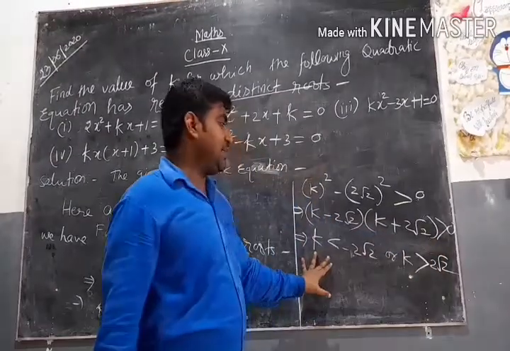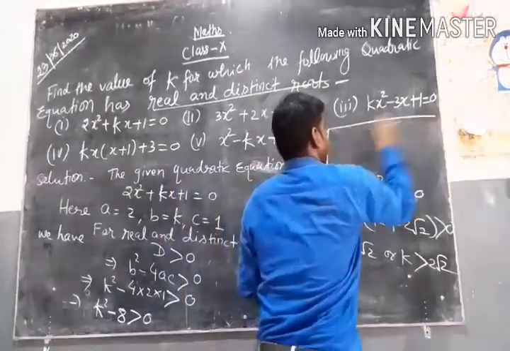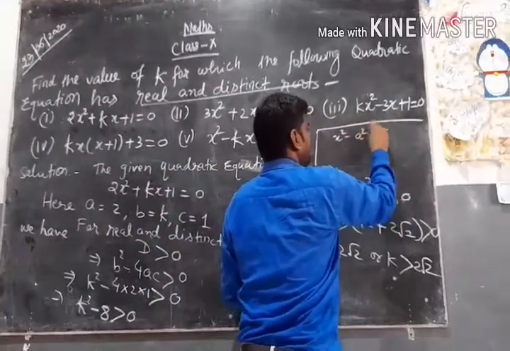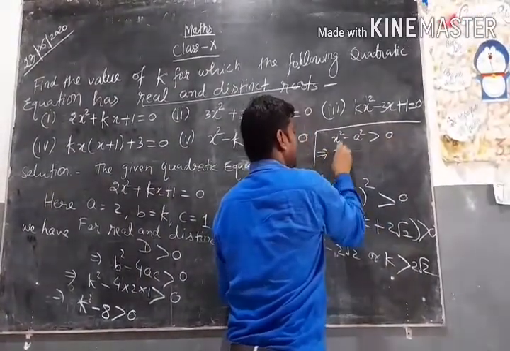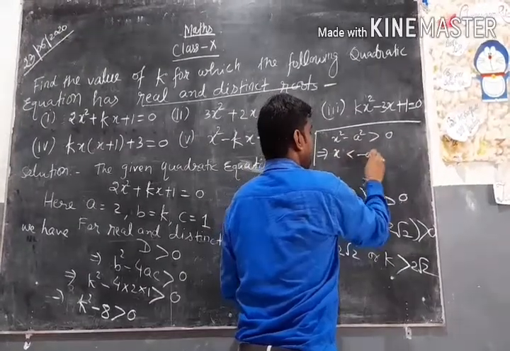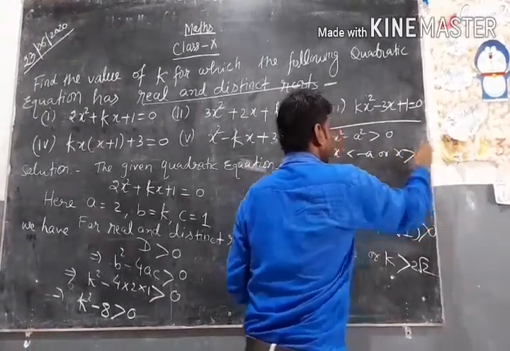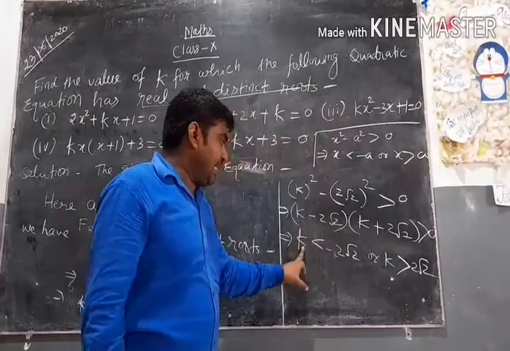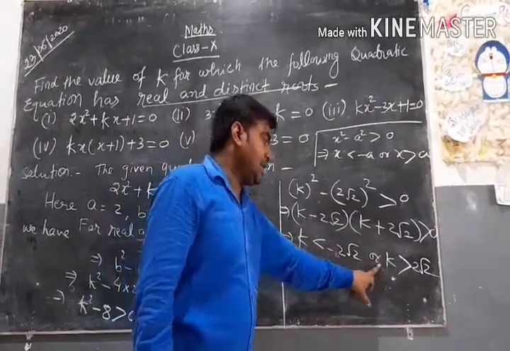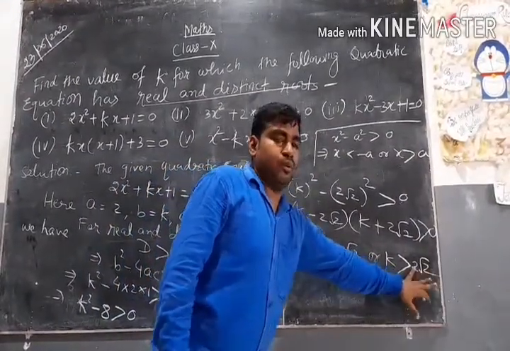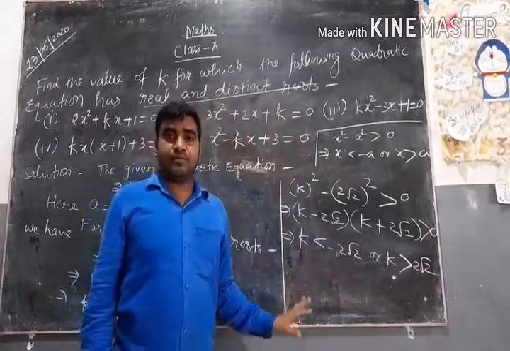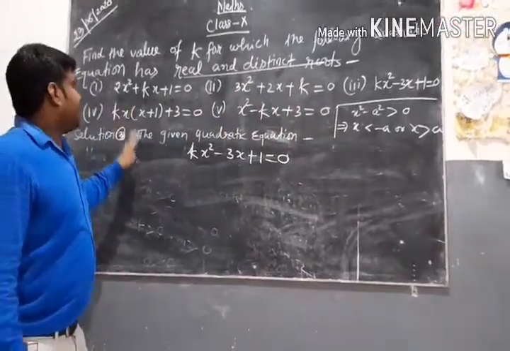Now apply the result. As you know that if x square minus a square greater than 0, this implies that x less than minus a or x greater than a. So apply this result. We have k less than minus 2 under root 2 or k greater than 2 under root 2. So this is our required result. Thank you.